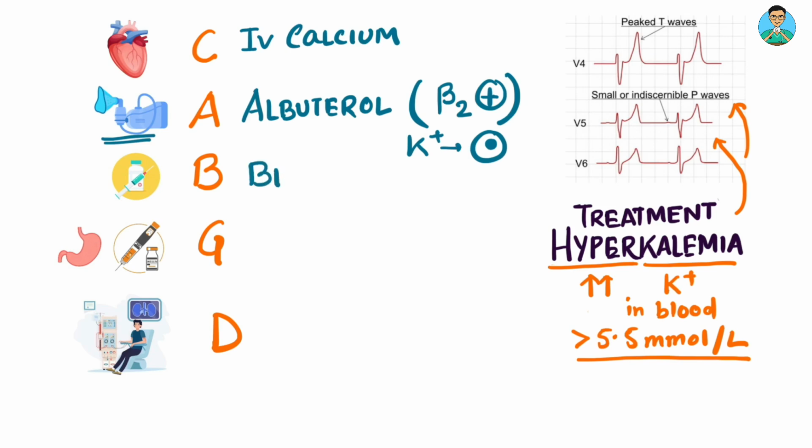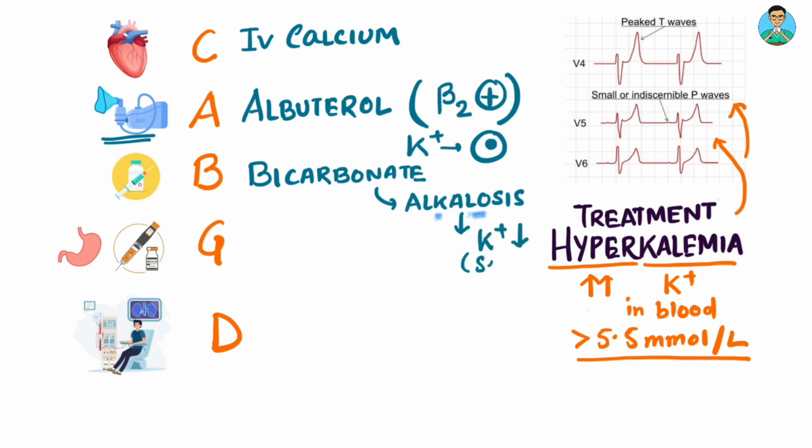Then B stands for bicarbonate or sodium bicarb. Sodium bicarbonate leads to a situation in the blood, it leads to alkalosis. In alkalosis, as you can remember, I hope that K is low in alkalosis. That means alkalotic condition leads to decrease in potassium in the serum, and thus bicarbonate helps in lowering serum potassium.